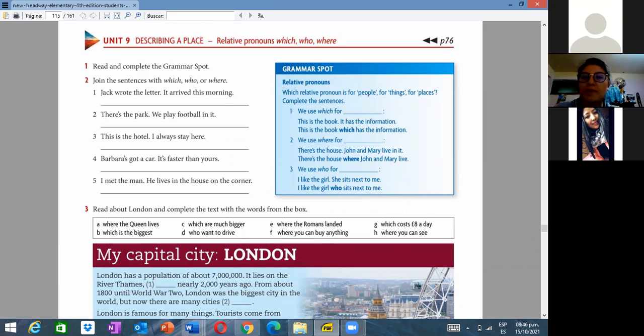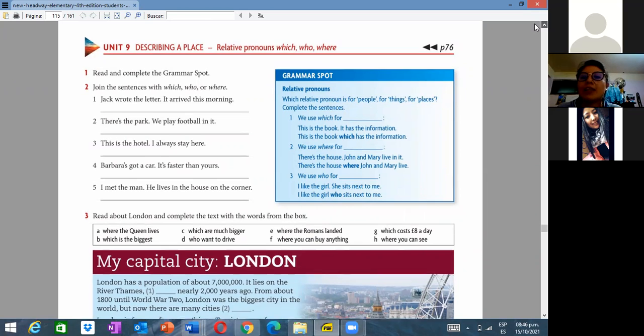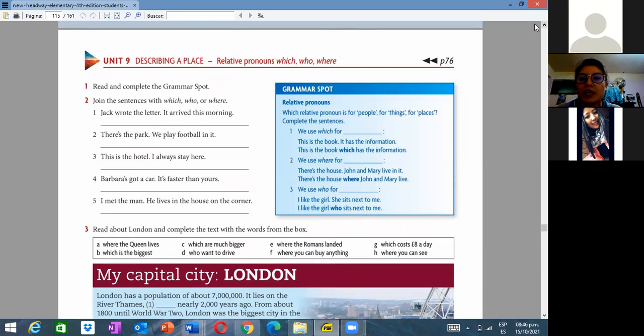Are you ready? Everybody's there? Can we start? Okay, please, class. We are on page 114. We have an activity, a new grammar part. Describing a place. Today we had to learn more about relative pronouns.